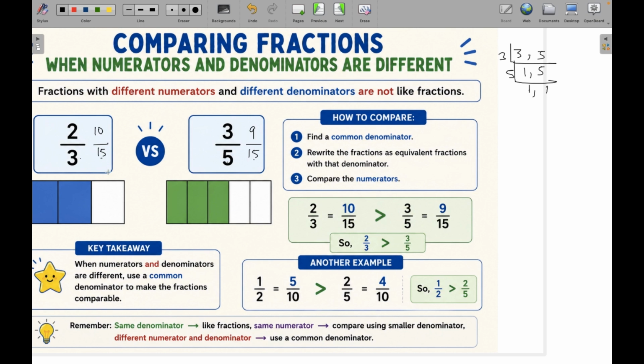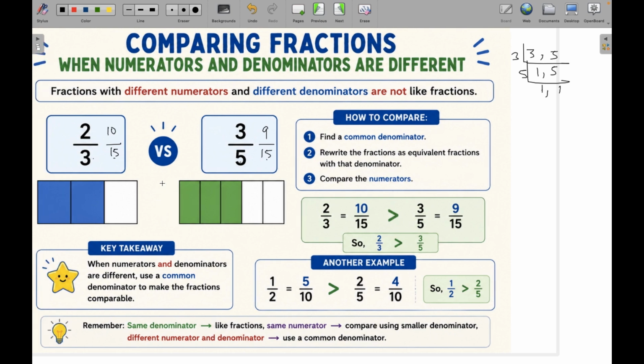So among 10 by 15 and 9 by 15, 10 by 15 is greater. So we say that 2 by 3 is greater than 3 by 5. Right? If you look at the figure, both of them look slightly similar. So that is why, with unlike fractions, until and unless you do the calculation, you'll not be able to say with confirmation which is greater.